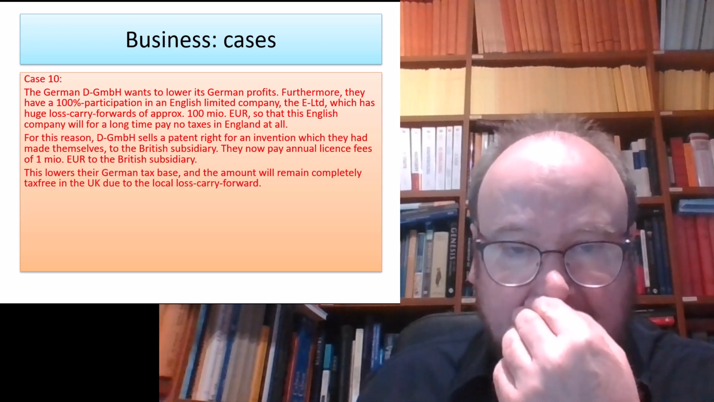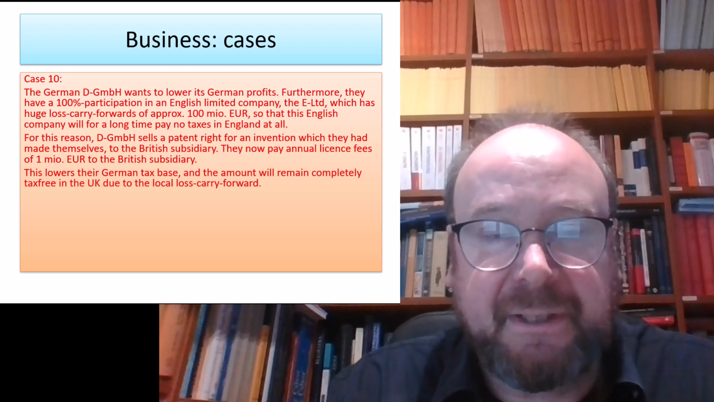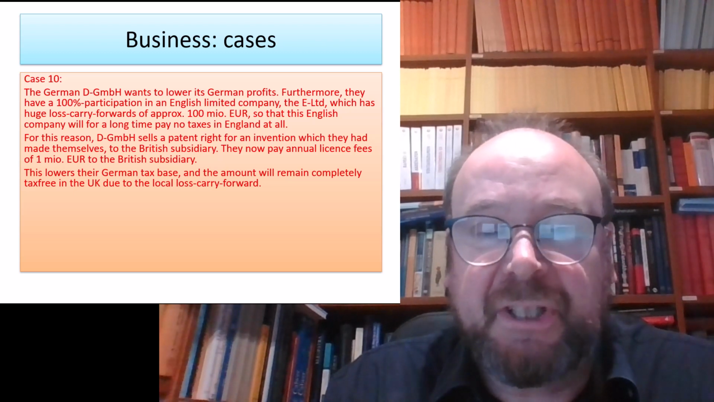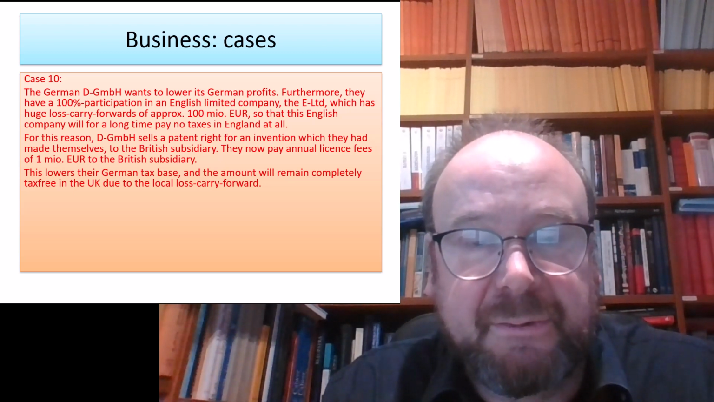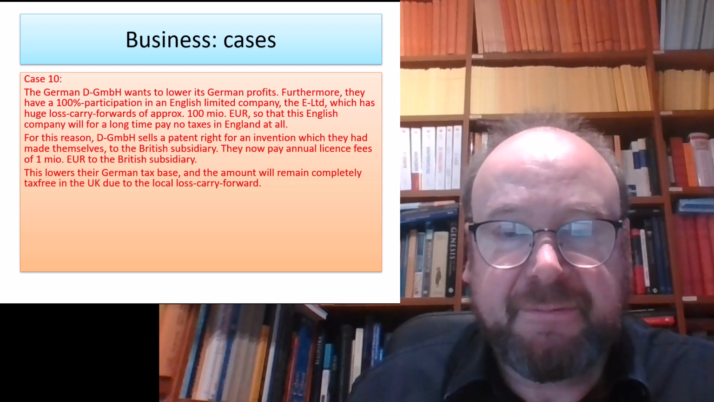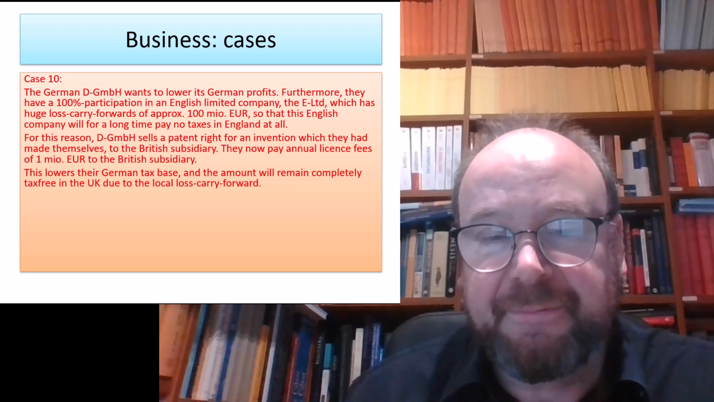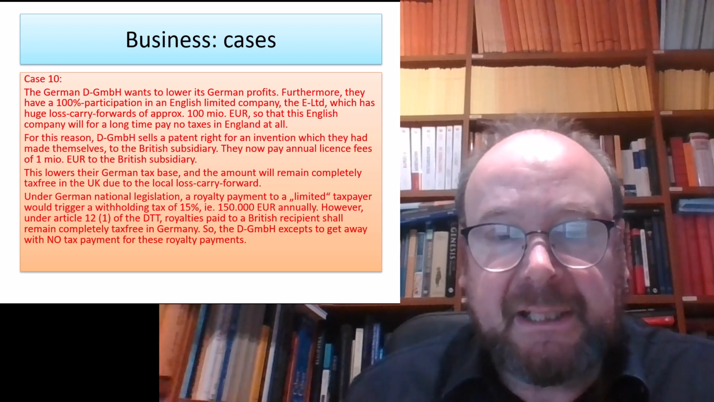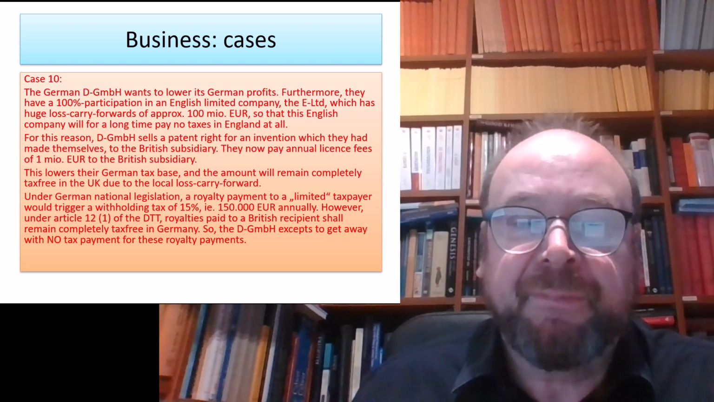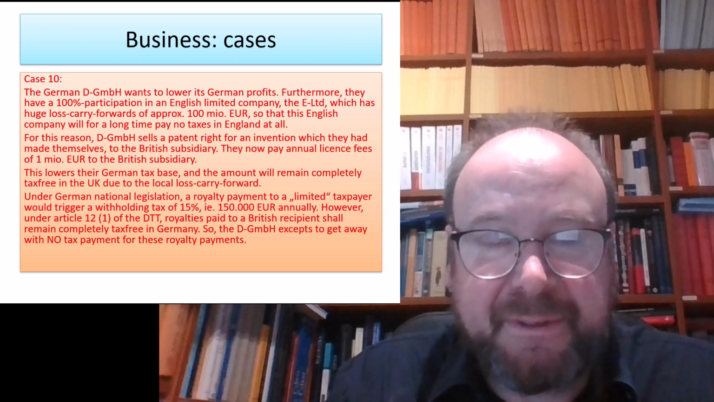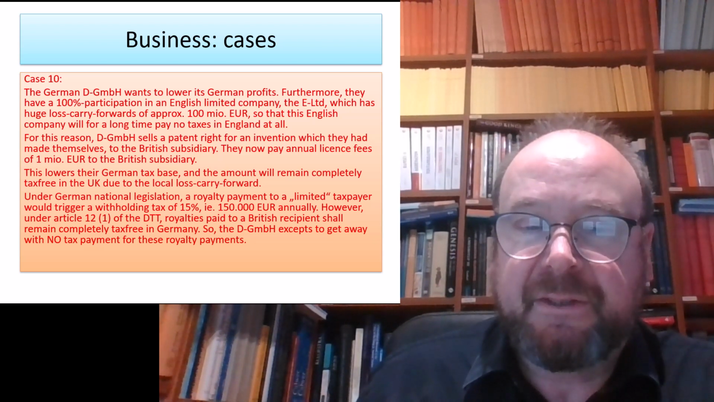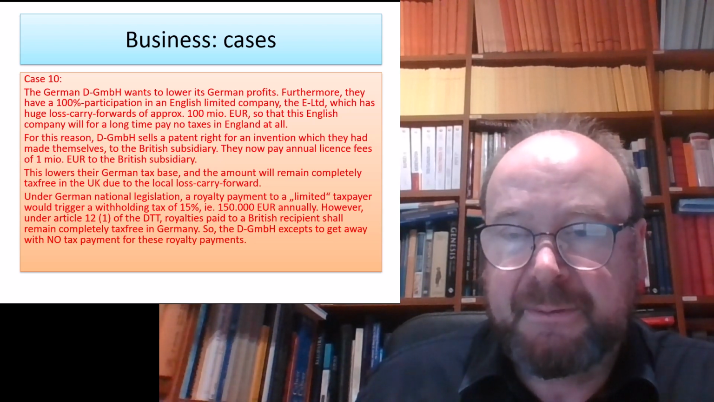Under the usual rules, they were not allowed to tax the license fees, Article 12. And so the license fee is a business expense for the D GmbH and cannot be taxed under limited tax liability when it goes to the British company, the E Limited. So this lowers their German tax base. The amount leaves Germany free of German tax, and in the UK, due to the huge loss carry forward, it will remain untaxed too. And so 15% withholding tax, which otherwise would have been collected, can be avoided. And the amount also lowers as a business expense the profit of D GmbH. So D GmbH gets away with no payment on these royalty payments, or the group at all.